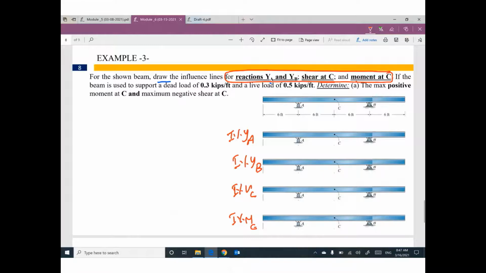Let's start. Let's focus on this part first. We have a beam A, B. A is roller, B is hinge, nothing else. We don't have fixed, we don't have pin connection, we don't have anything else. So it's very simple. If you would like to draw influence line for YA, go ahead and push this support up by 1, any other support as it is. The new shape of this beam looks like this. Very simple.